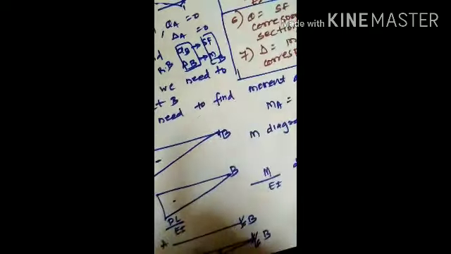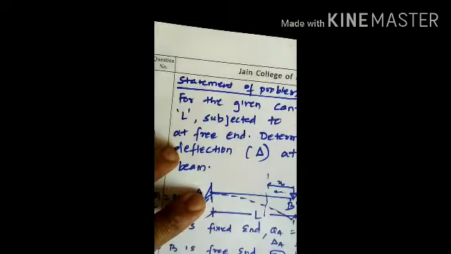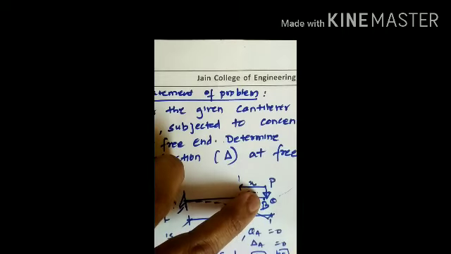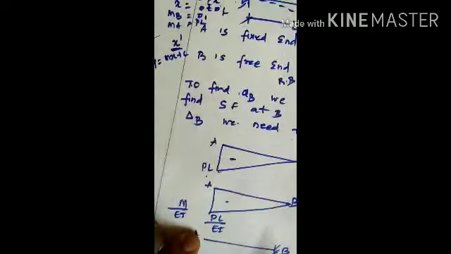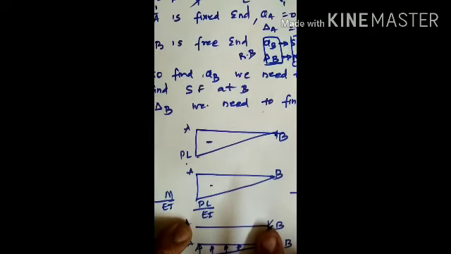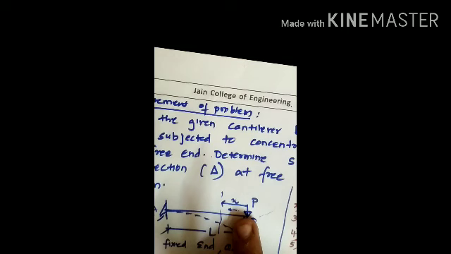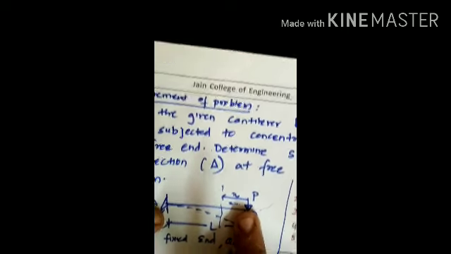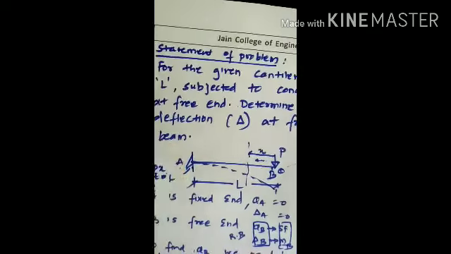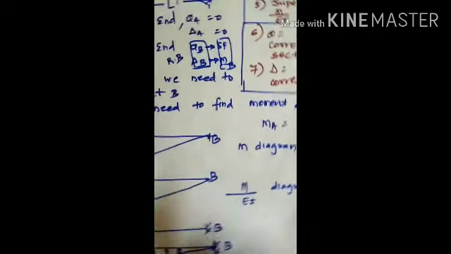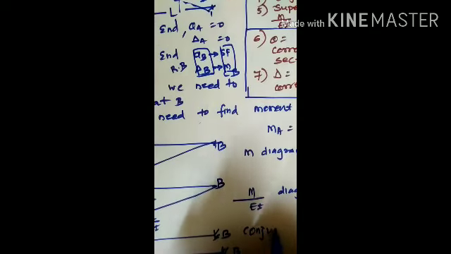Next is the conjugate beam. As stated earlier, A is fixed, B is free. So what will happen in the conjugate beam? A will become free and B will become fixed. On the other hand, if B were fixed and A free, it would be the reverse: B will become free and A will become fixed. So since A is fixed here, A will become free in the conjugate beam, and B is free here, so B will become fixed in the conjugate beam. So what we have drawn here is the conjugate beam.